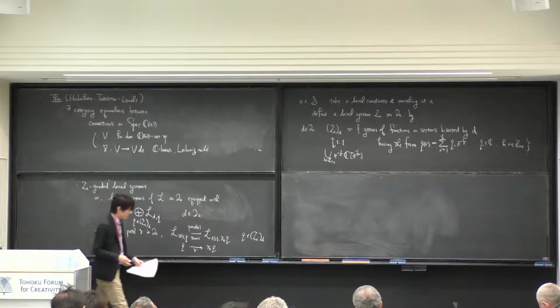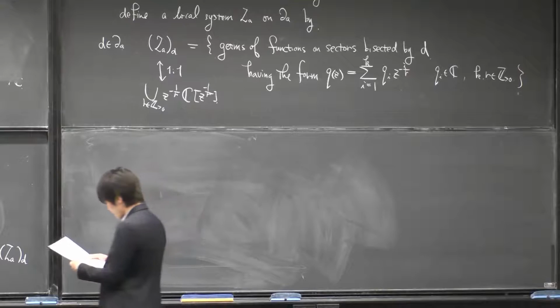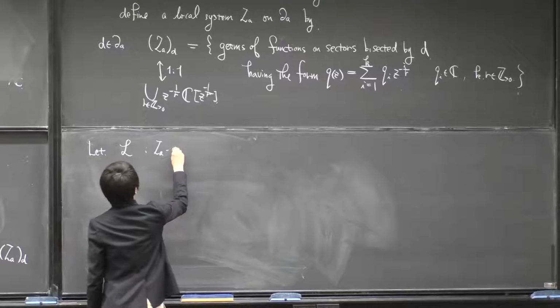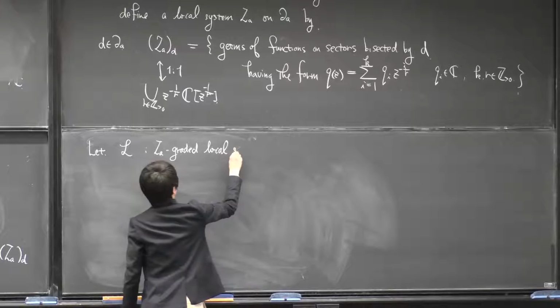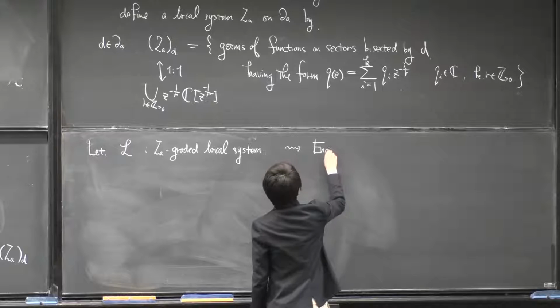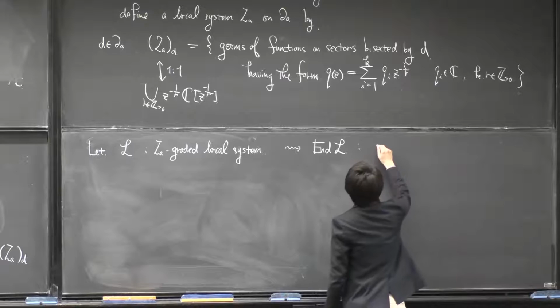So based on this fact, let us take the groupoid local system. There, the local system of endomorphisms of L is also graded by I sub a. So this is also I_a-graded.